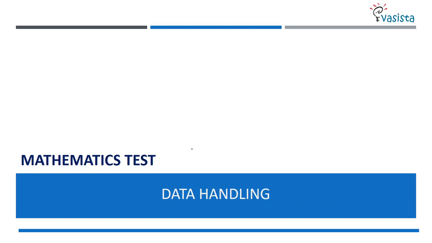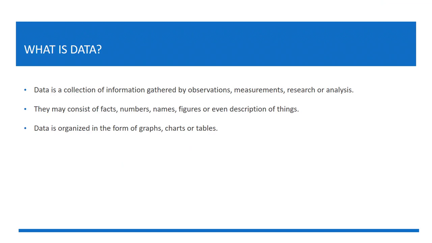So that's what data is, basically a collection of information gathered by observation, measurements, research or analysis. It may consist of facts, numbers, names, figures or even descriptions of things. It is basically organized in the form of graphs, charts or tables. So let us take an example of how exactly we can present the data.